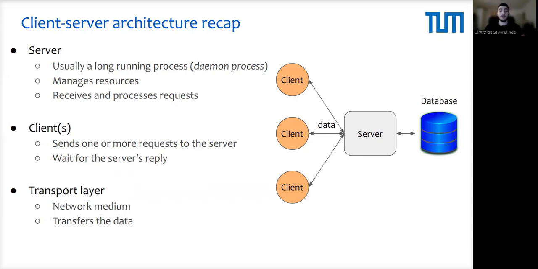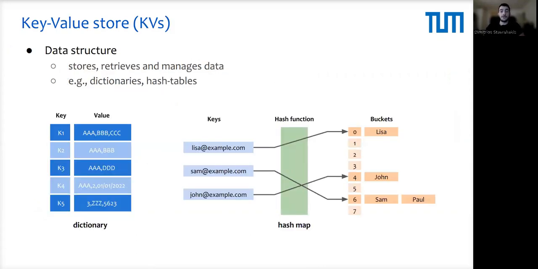Finally, we have the transport layer, namely the network, that is used to transfer the data between the server and the client. The incoming requests that deal with data are forwarded and served by the database on the server side. However, how does this system entity work behind the scenes? Let's see. When referring to databases, one could directly think of examples of relational databases like SQL. However, they're not the only way to go.